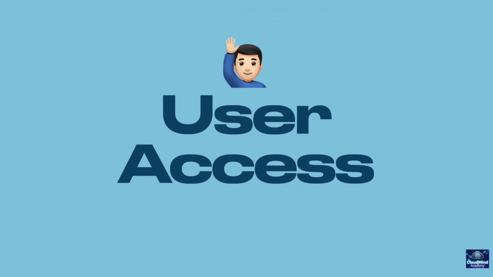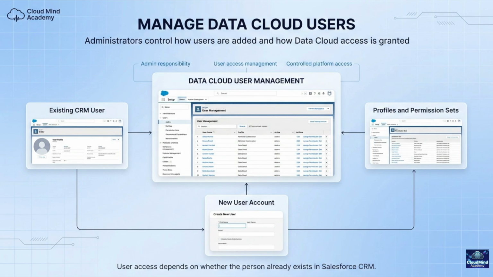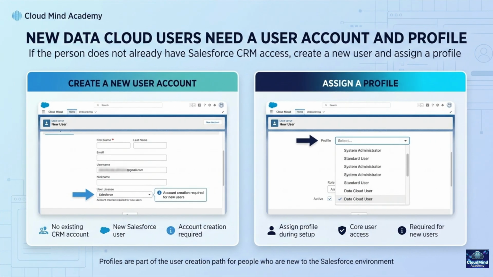Now, let's move into user access, which is one of the most important parts of this lesson. In Data 360, the method used to grant access depends on whether the person already has access to Salesforce CRM. If the user already has a Salesforce CRM account, they should usually be assigned a permission set. If the user does not already have a Salesforce CRM account, then a new Salesforce user account must be created, and a profile must be assigned during the user creation process.